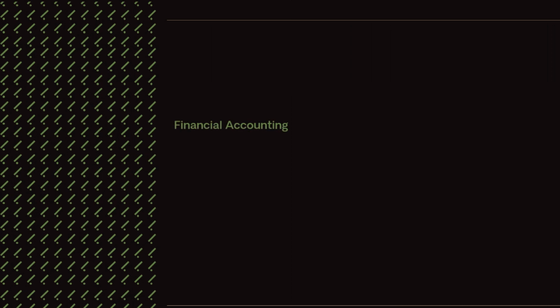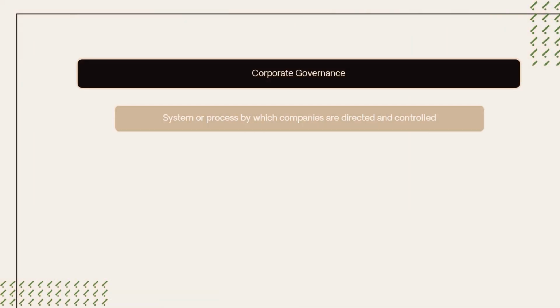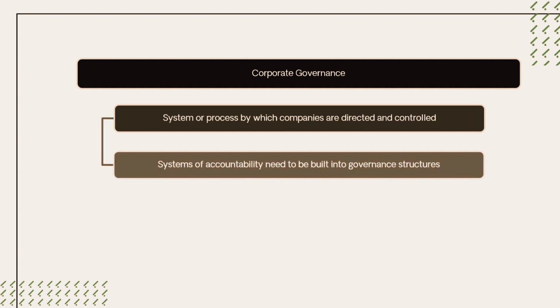In this section, I will go over the duties and responsibilities of those charged with governance. Corporate governance is defined as the system or process by which companies are directed and controlled. It is based on the principle that companies are accountable for their actions, and therefore broad-based systems of accountability need to be built into the governance structures of companies.